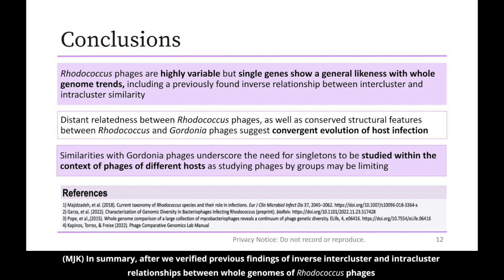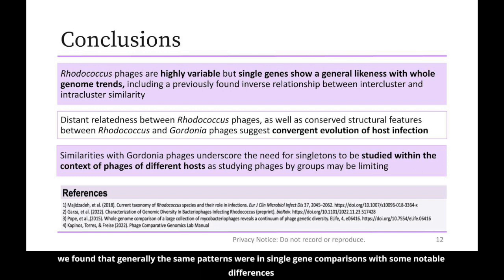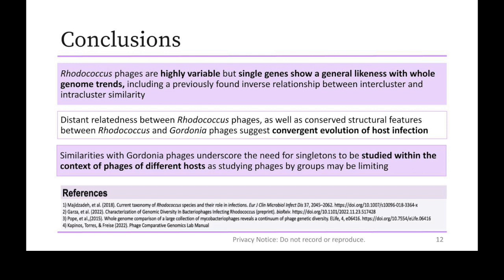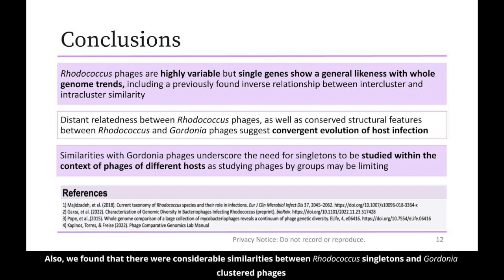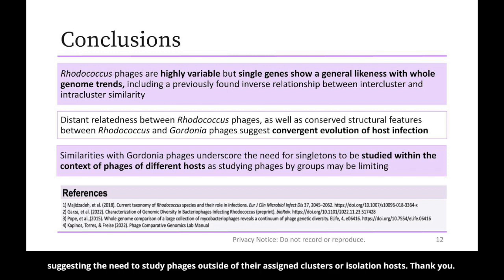In summary, after we verified previous findings of inverse intercluster and intracluster relationships between whole genomes of Rhodococcus phages, we found that generally these same patterns were in single gene comparisons with some notable differences. Also, we found that there were considerable similarities between Rhodococcus singletons and Gordonia clustered phages, suggesting the need to study phages outside of their assigned clusters or isolation hosts.